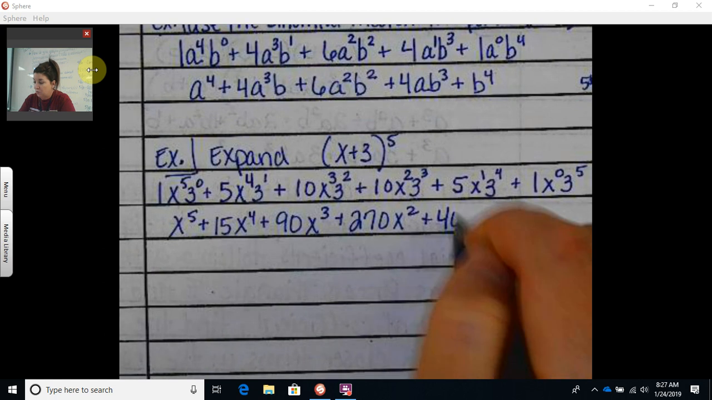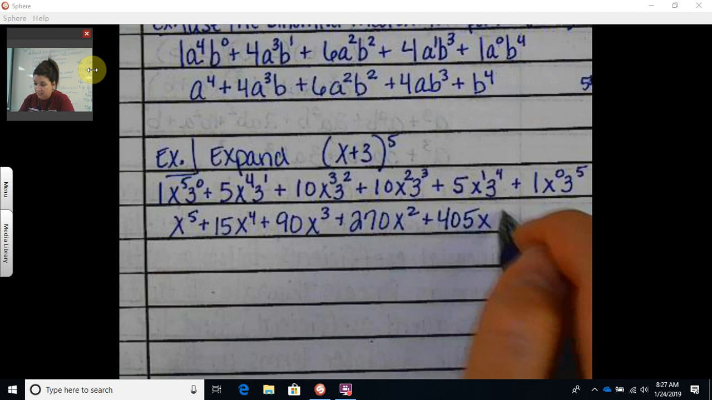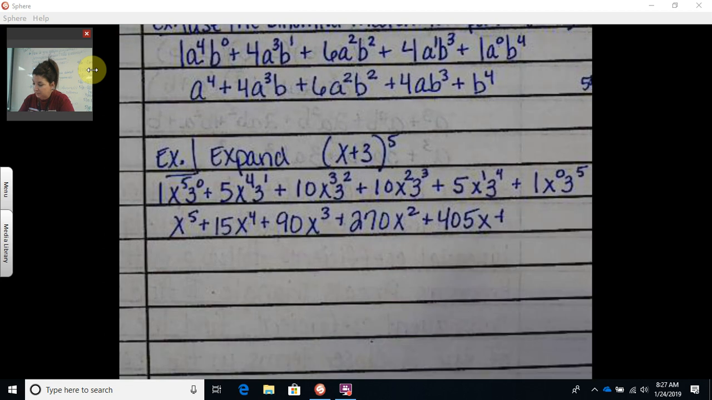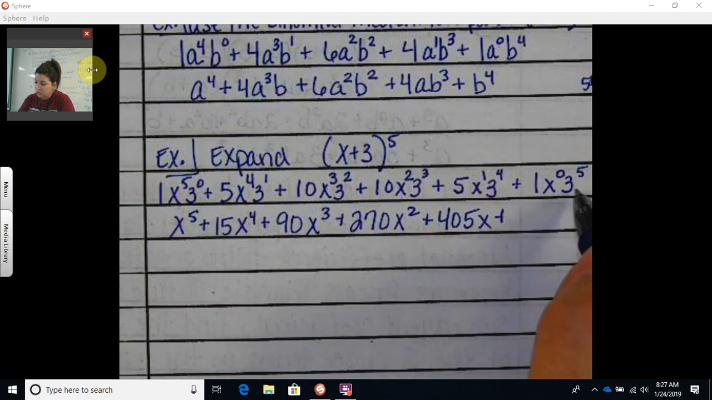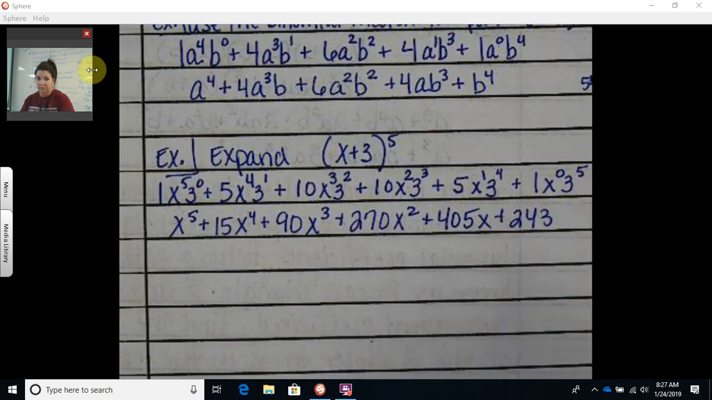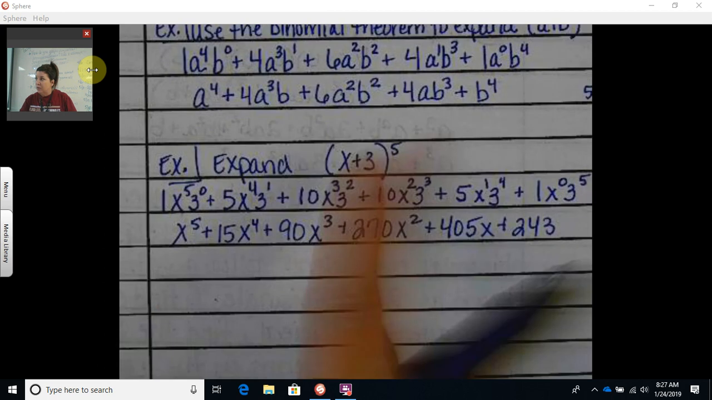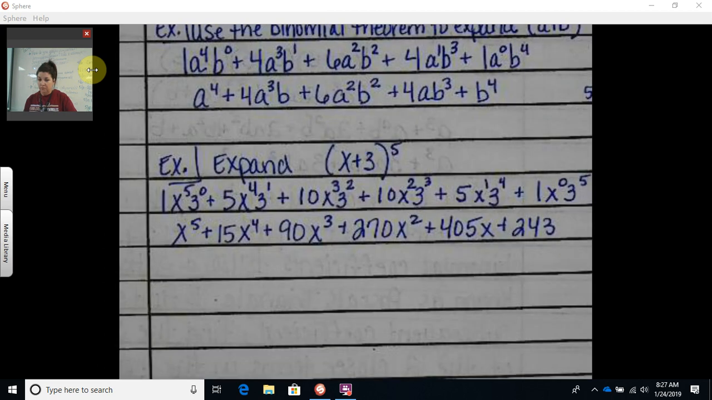It's what? 405x. Plus, anybody know what 3 to the fifth is? 243. Nice. So 1 times 243 is 243. And x to the 0, am I going to need an x out there? No. All right. So that one looks a little different. These coefficients don't match up because we had a number here and not just two variables. Okay.